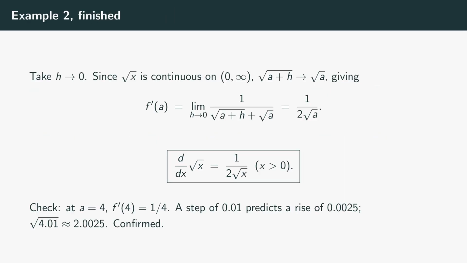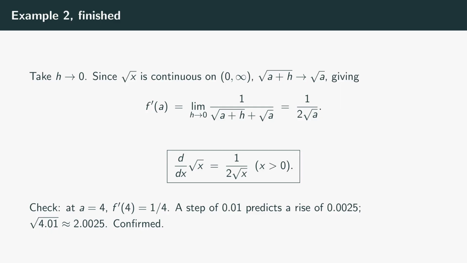Now take the limit. As h tends to 0, the square root of a plus h tends to the square root of a. Square root is continuous on the positive reals, a fact from the continuity episode. The two square roots in the denominator collapse onto the same number, and their sum is 2 times the square root of a. So the limit is 1 over 2 times the square root of a. The derivative of square root of x at any positive a is 1 over 2 times the square root of a. Quick sanity check. At a equal to 4, the formula gives 1 over 2 times 2, or 1/4.